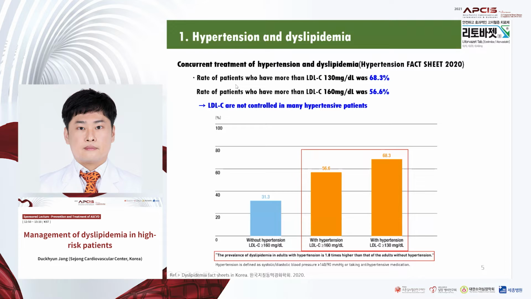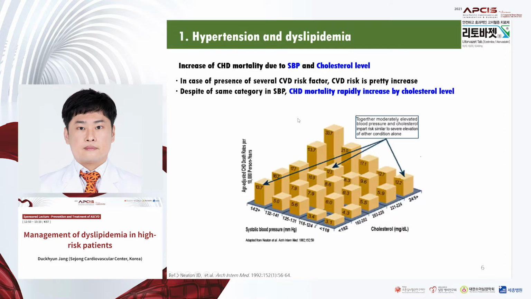However, the rate of patients who have LDL cholesterol more than 130 milligram per deciliter was 68.3%, and more than 160 milligram per deciliter was 56.6%. This means that LDL cholesterol was not controlled in many hypertensive patients.